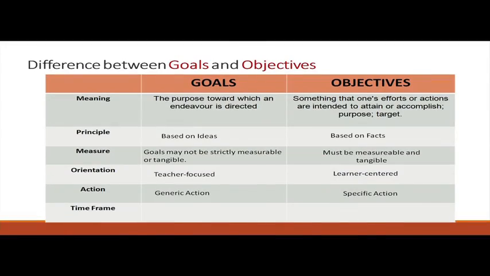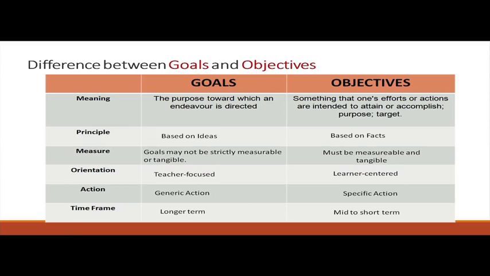It is the goal of the teacher, but what goal of the learner, or from the instructor's point of view, but objective must be measurable and tangible. From the orientation point of view, I can say goal is teacher oriented, but objective is learner oriented, what the learner can do, and in the goals it means what the teacher wants. So, goal is a generic action, but objective is a specific action. Now, from the time frame, goal is longer term, right. In the longer term the learner can achieve, but objective is made for short term.